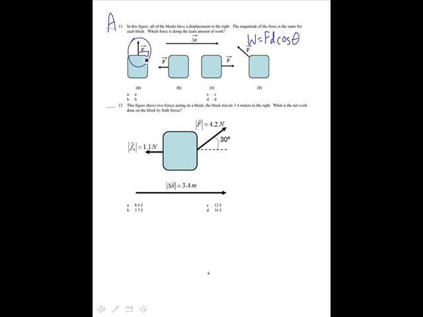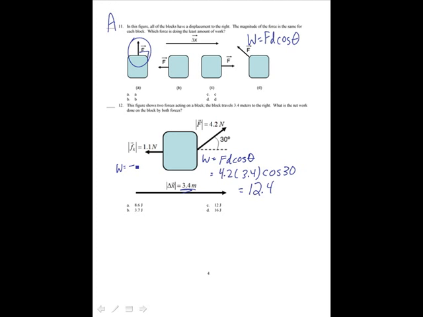In this figure, two forces are acting on a block. The block travels 3 meters to the right. What is the net work done on the block by both forces? So I want to know the net work. The work done by this force is F d cosine theta. That's going to be 4.2 times the displacement, which is 3.4, times the cosine of 30 degrees. I get 12.4. 12.37 actually.